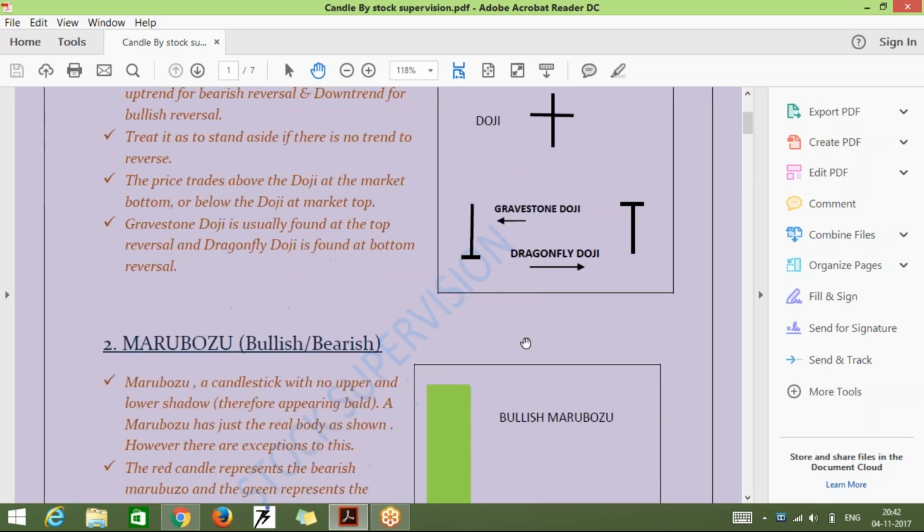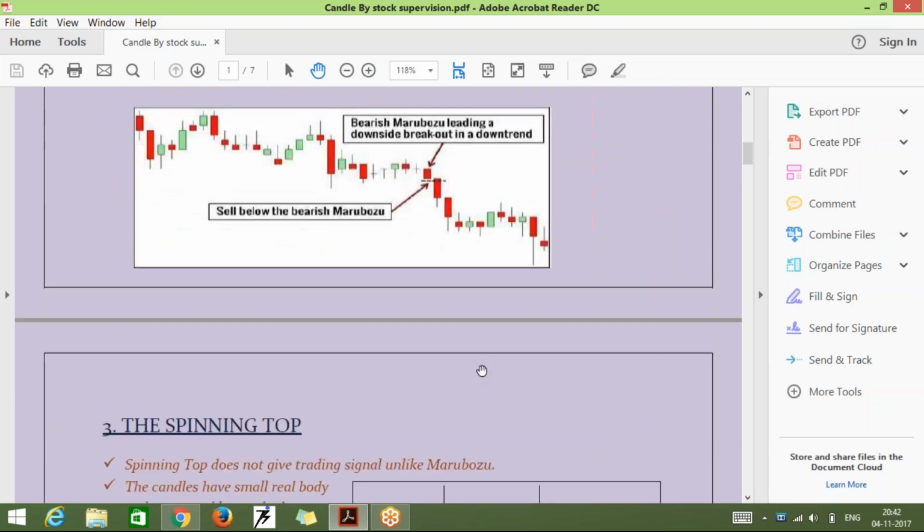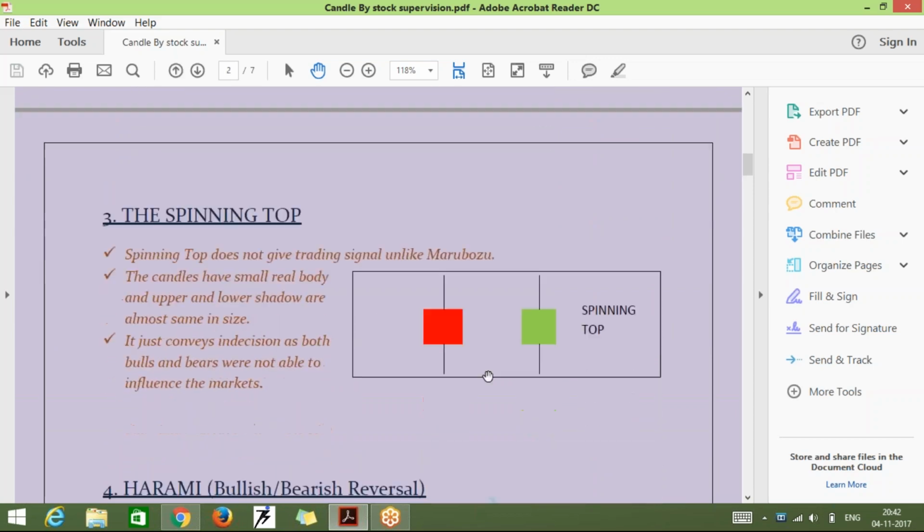So next we'll go to the spinning top. A spinning top is not commonly seen, but it tells you something about the market. It doesn't give you a trading signal, but it shows you how the market is reacting. A spinning top does not give a trading signal, unlike Marubozu. Marubozu gives a trading signal, but again with another candle.